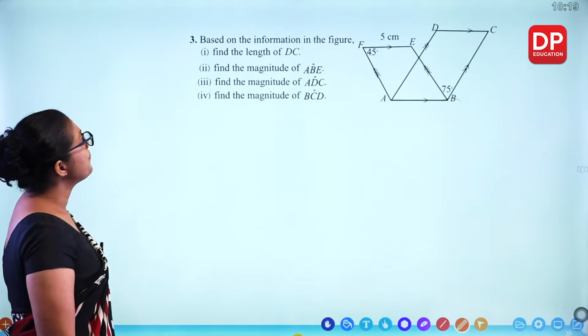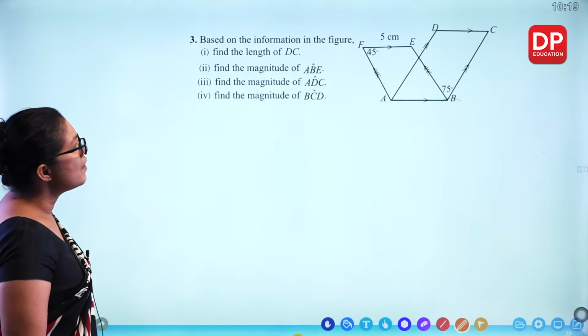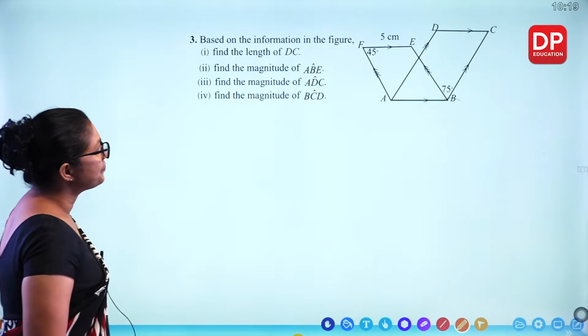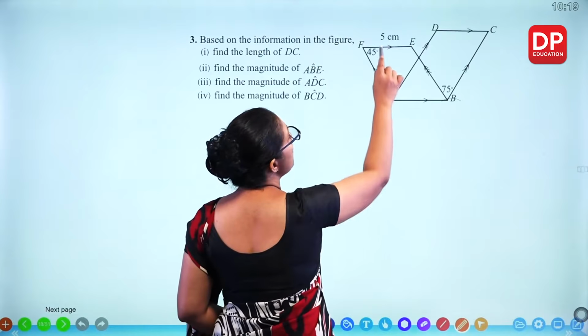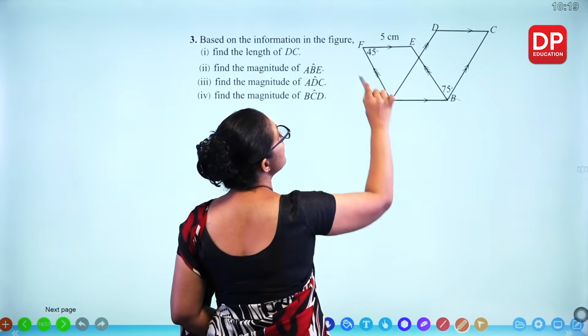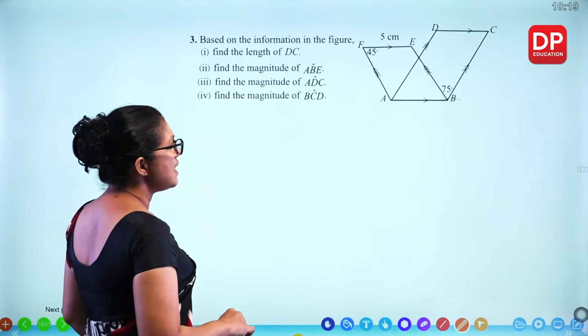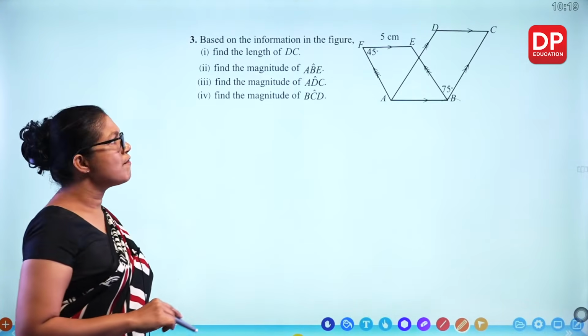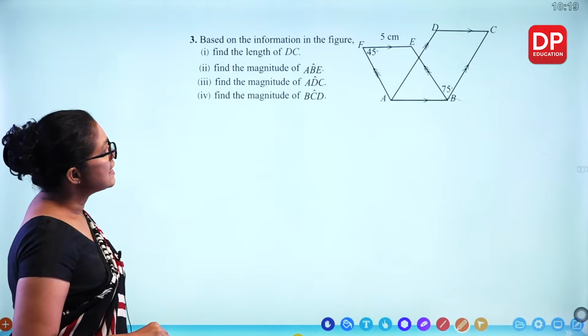Question number 3. Based on the information on the figure, find the length of DC. Here these two lines are parallel, and this is a parallelogram and this is also a parallelogram. ABCD as well as ABEF both are parallelograms. Find the length of DC.